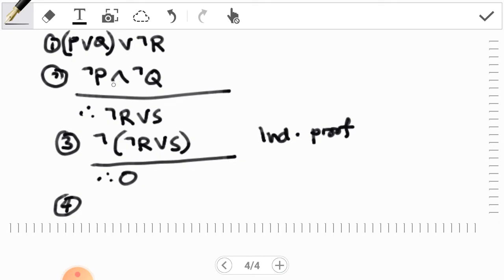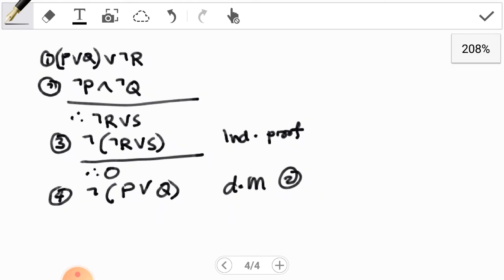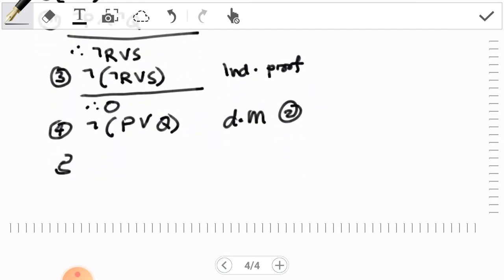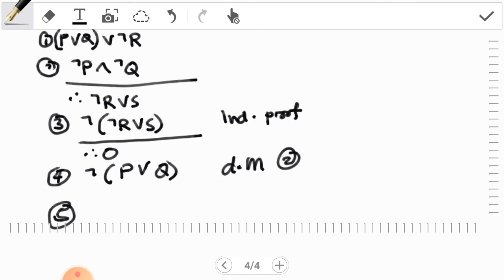Let's imitate what we have done in the homework. Using De Morgan's rule in premise number 2, that becomes not P and Q. De Morgan's rule for line number 2. After using De Morgan's rule for line number 2, we can now use disjunctive syllogism for 1 and 4. That should give us not R, using disjunctive syllogism for 1 and 4.